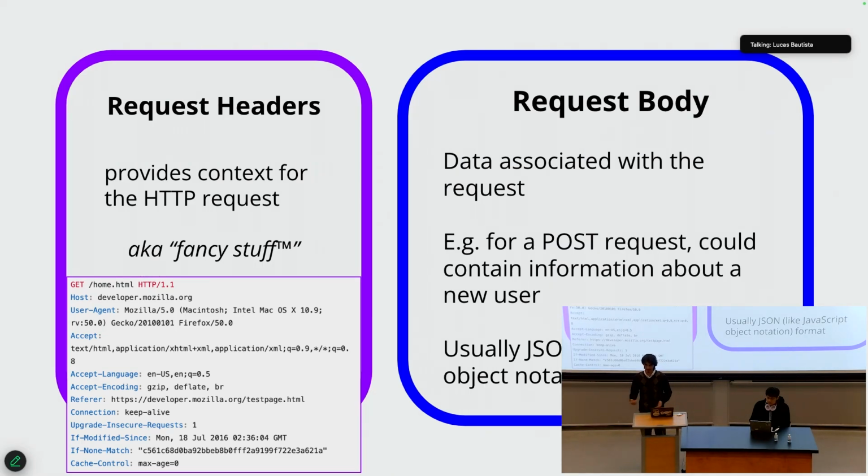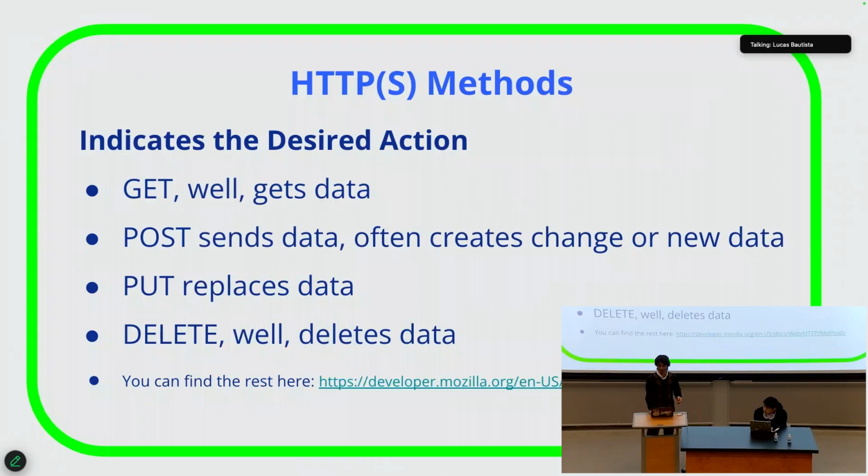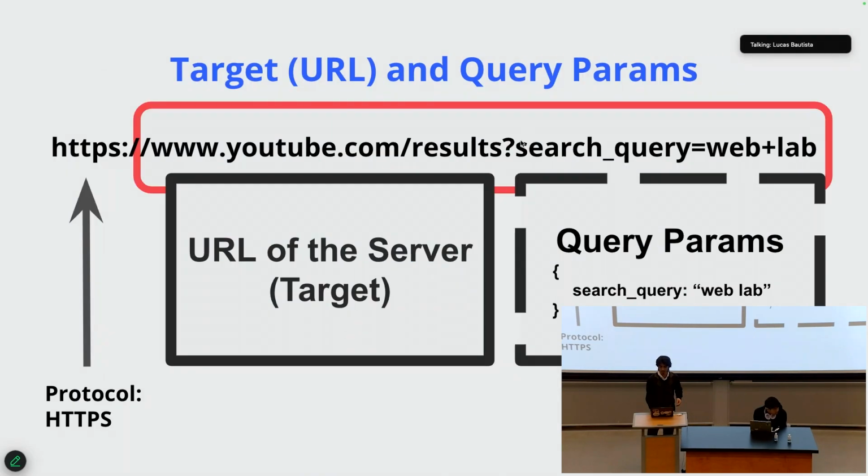Then our request body is where we put any data associated with a POST request. For example, if we want to post a YouTube video to the YouTube server, we'd be sending a YouTube video through the request body. However, for GET requests, again like before, we put whatever parameters we want in our target URL.